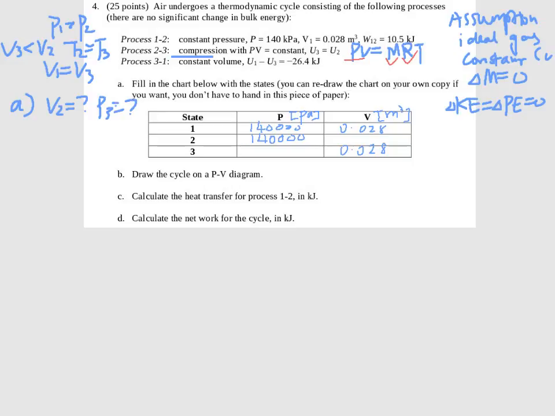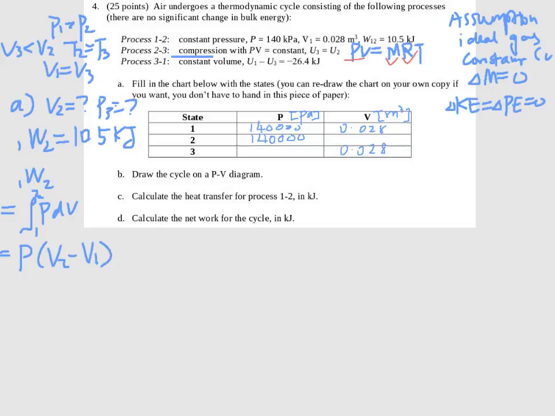So in order to calculate V2, if we look at process 1 to 2, we're given that the work from 1 to 2 is 10.5 kilojoules, right? And work from 1 to 2 can also be written as the integral of pressure times the change in volume from 1 to 2. We can rearrange this equation because P is constant, it's constant pressure, so we take it out of that integral, and the integral of dV from 1 to 2 is just the change of volume. So that's just V2 minus V1, right?